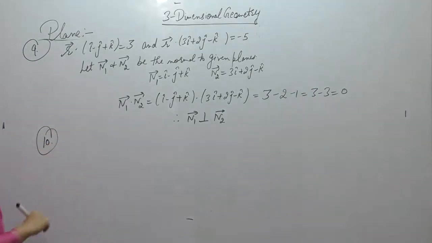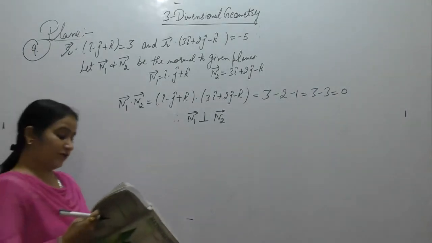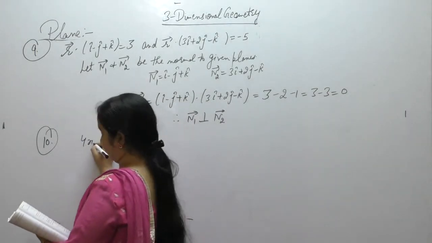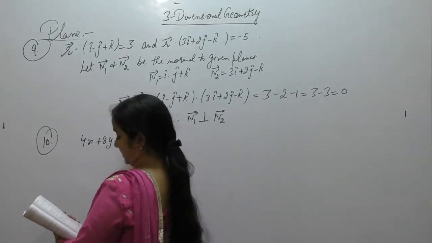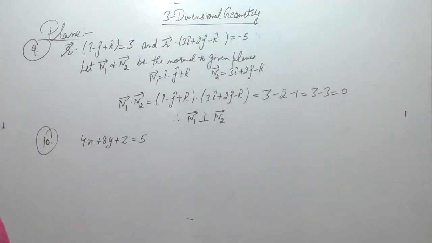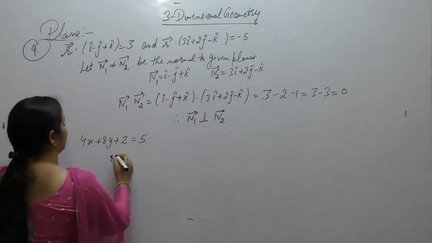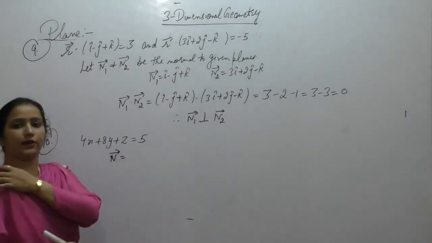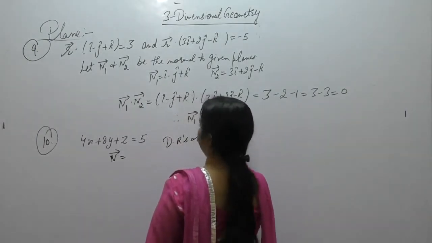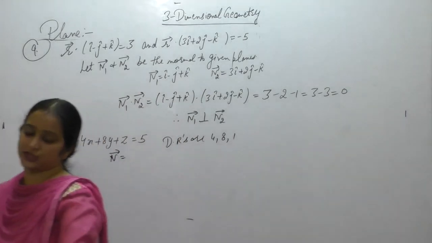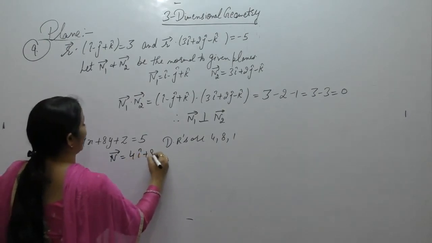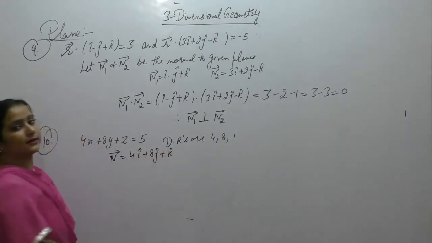Now, next one. Find the angles at which the normal vector to the plane 4x plus 8y plus z is equal to 5 is inclined to the coordinate axes. Let n vector be the normal vector to the given plane, then its direction ratios are proportional to 4, 8 and 1, the coefficients of x, y, z. So n vector is 4i plus 8j plus k.